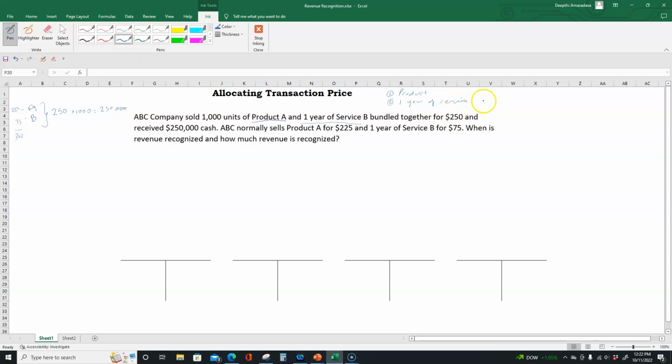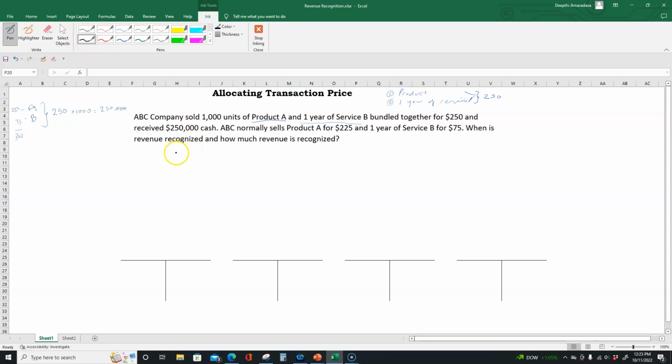So in this example, we are selling 2 items or 2 things for one price. We bundled these together for $250. But since we're selling 2 different items, we need to split this $250 to see how much of this $250 would belong to the product and how much would belong to the service. To do that, we use the relative selling prices. Now, if they didn't have selling prices, we use the relative fair market values. Either the selling prices or fair market values would be provided for you in the question.